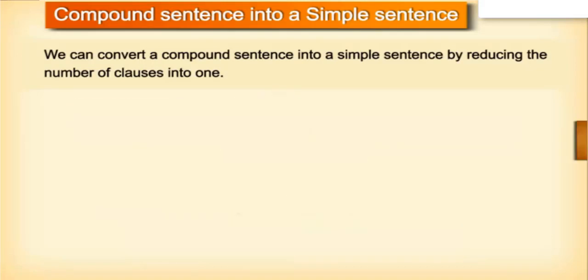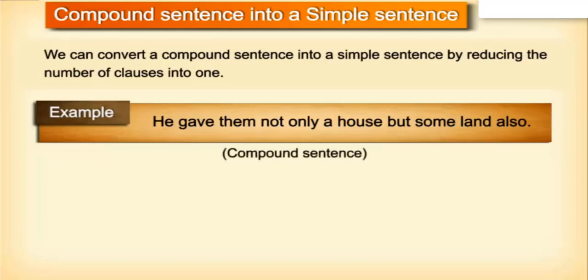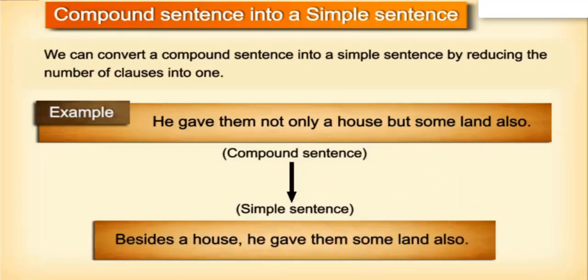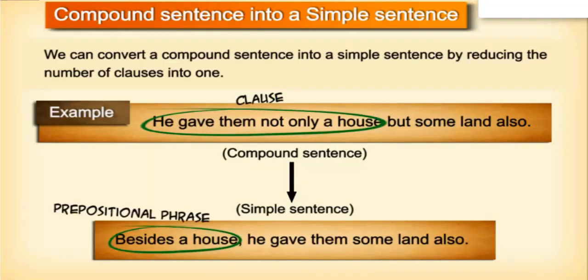Let us take some more examples. He gave them not only a house, but some land also. This is a compound sentence. Now, its corresponding simple sentence will become, besides a house, he gave them some land also. Here we reduce the clause, he gave them not only a house, into the prepositional phrase, besides a house, thereby leaving only one clause in the sentence, he gave them some land also.